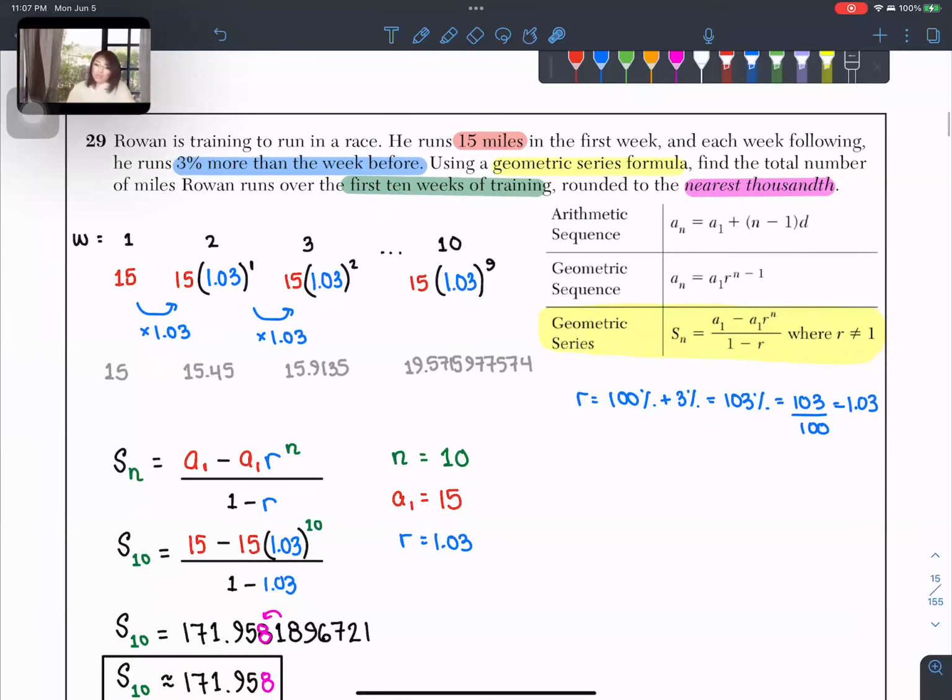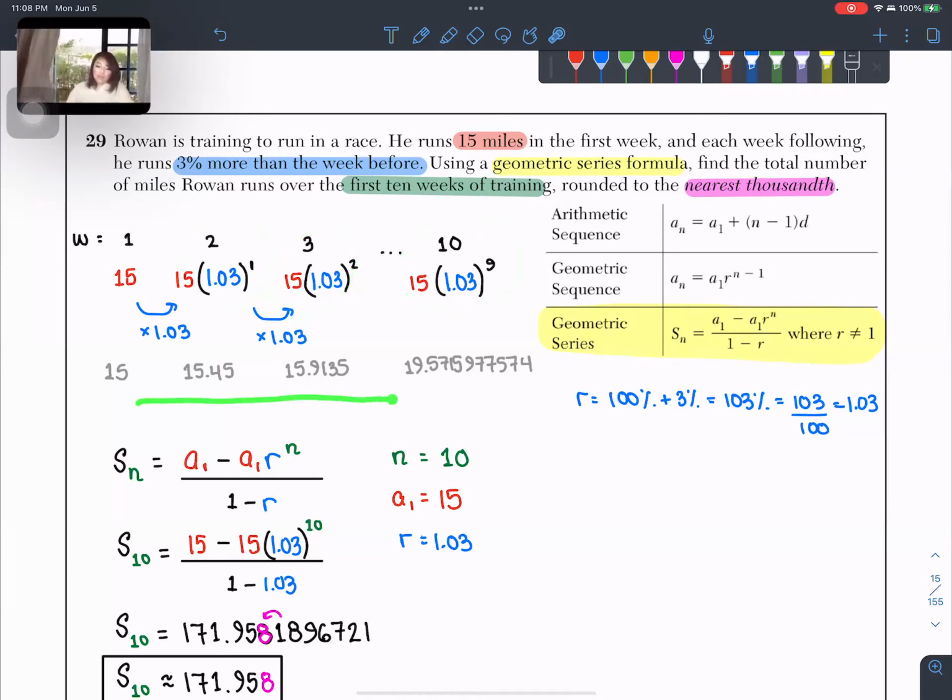Number 29. So you need a geometric series formula, which is the sum here, and they give it to you in the reference sheet. So a couple of things. You need to know that the first one is 15, and then it's 15 times 1.03 and so forth. So the 10th time it's 1.03 to the 9th power.